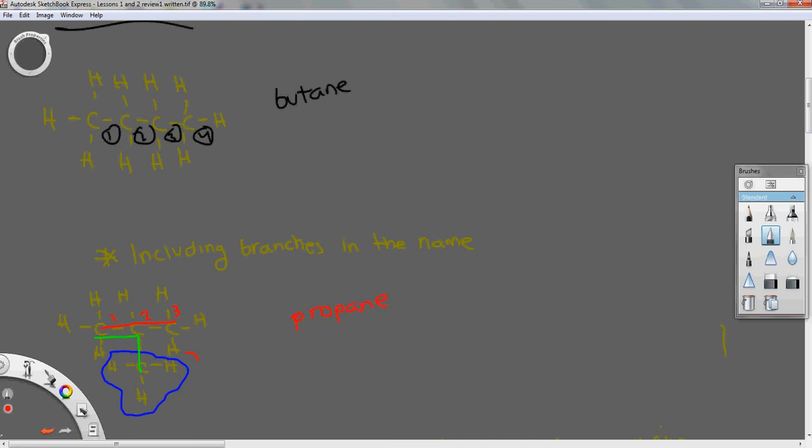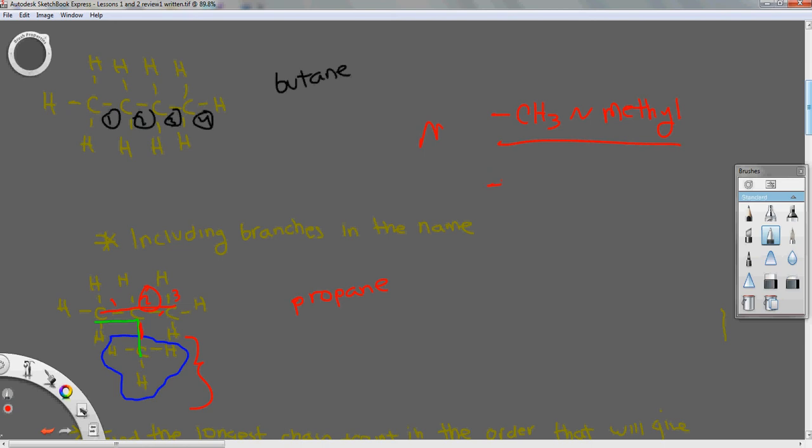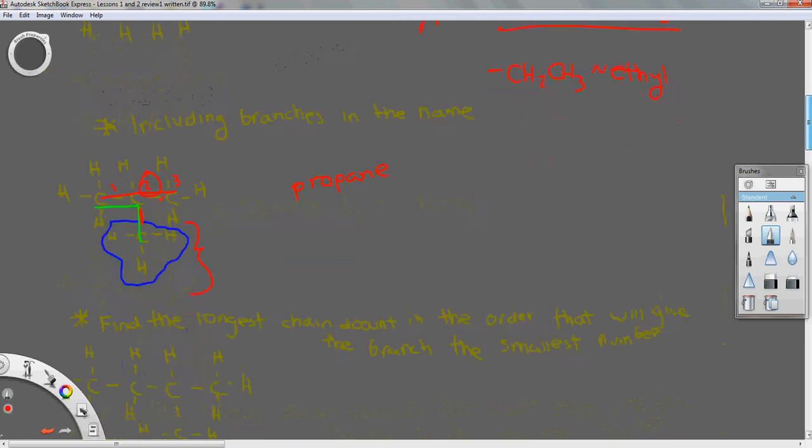And in order to name this branch, you first just find what carbon it's coming off of. It looks like it's coming off carbon number 2. So you have to know that if you have, I'll write it up here, a CH3 branch, that's called methyl. That's just something you have to memorize along with this list up here. For example, if you have CH2CH3 branching off, that's called ethyl. It's just stuff you have to memorize. Sorry about that.